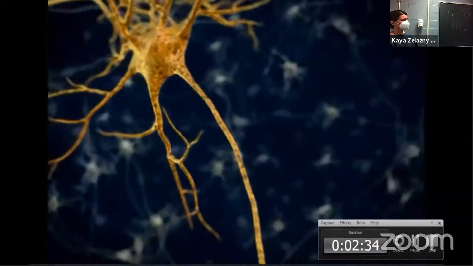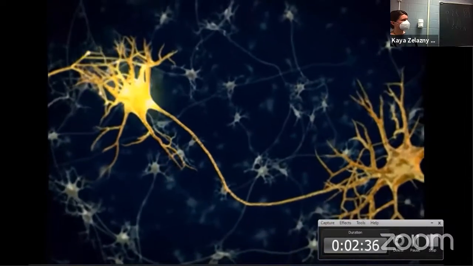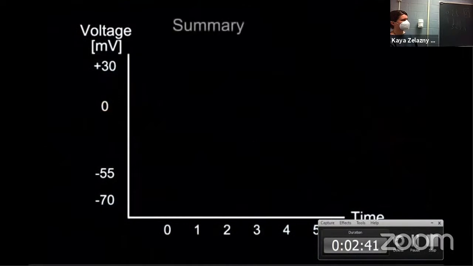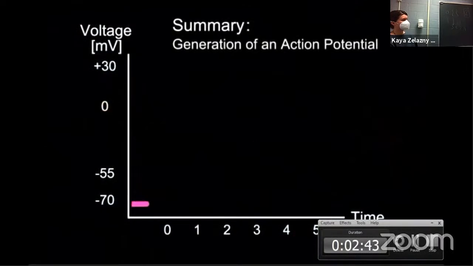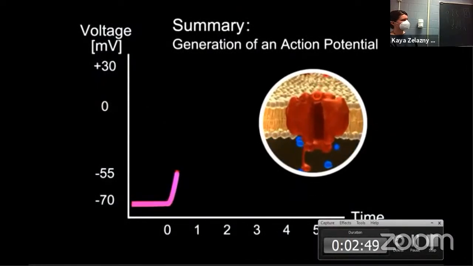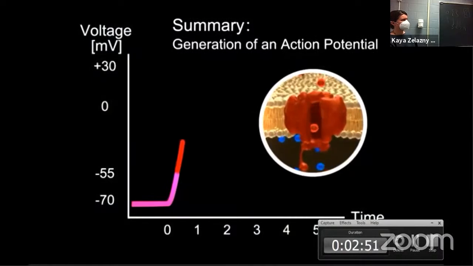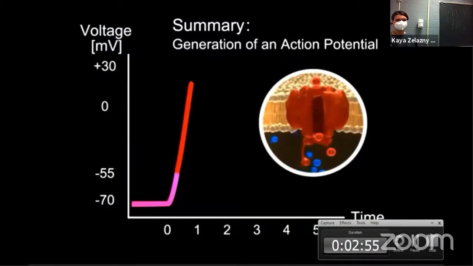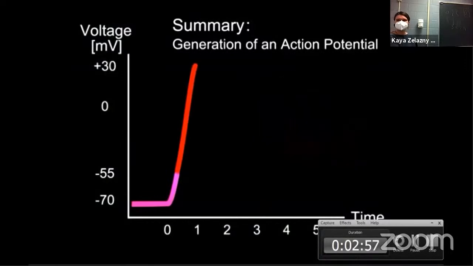The neuron is now ready to fire another action potential. Summary: generation of an action potential. A threshold stimulus opens voltage-gated sodium channels. Sodium ions diffuse into the cell, depolarizing it to +30 millivolts.